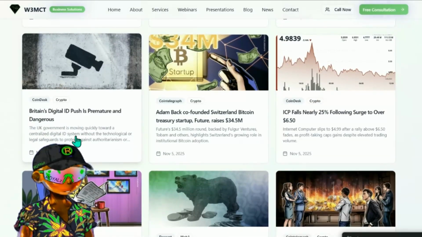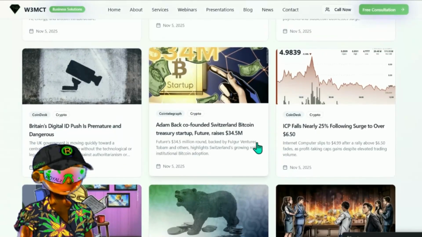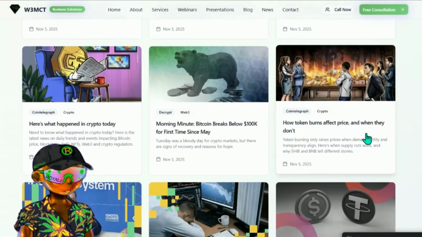Britain's digital ID push is premature and dangerous. The UK government is moving quickly toward a centralized digital ID system without the technological or legal safeguards to protect against authoritarianism. Interesting. What is this? Futures 30 round backed by Fulber Ventures, Tobin, and others. Switzerland's growing role in institutional Bitcoin adoption. And let me see, we have some more here.